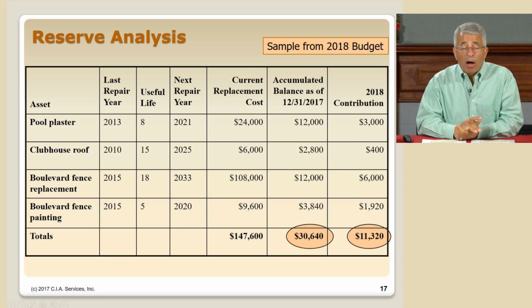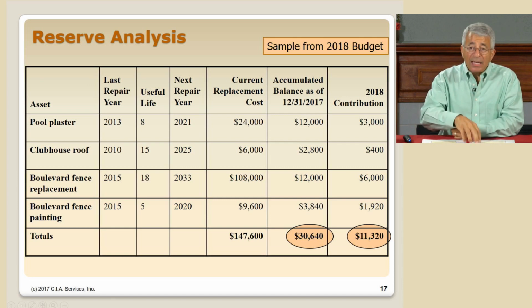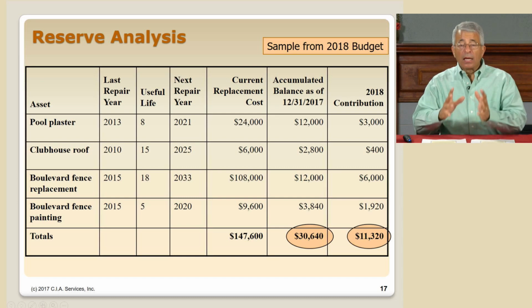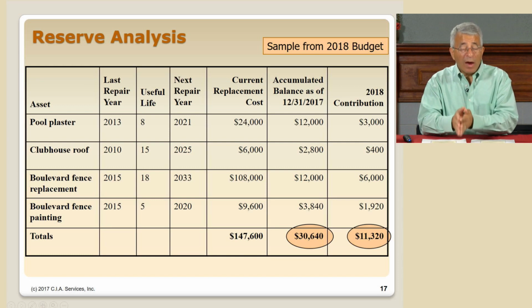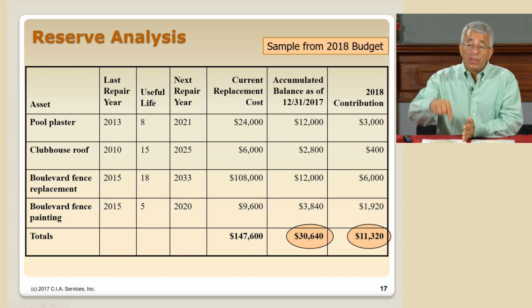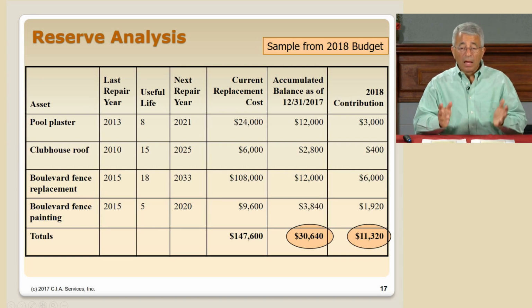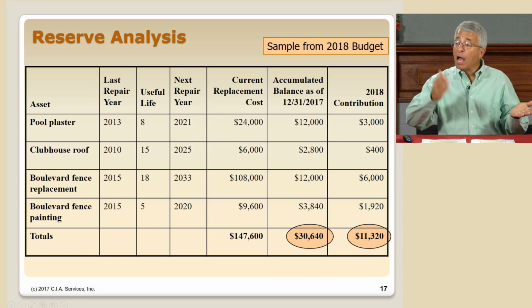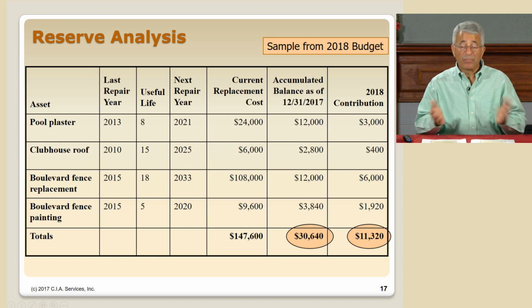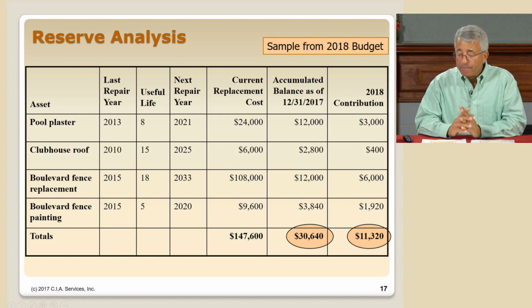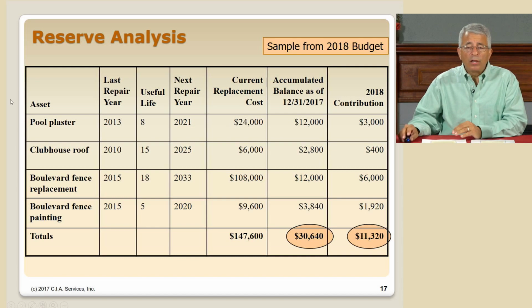The other circle at the bottom right says that, in order to make sure that every asset is covered and we have the money in the bank when it's time for every asset to be replaced, next year in 2018, we need to specifically set aside $11,320. So those are two very important pieces of information. How much should we have today? How much do we need to set aside next year? Great information.